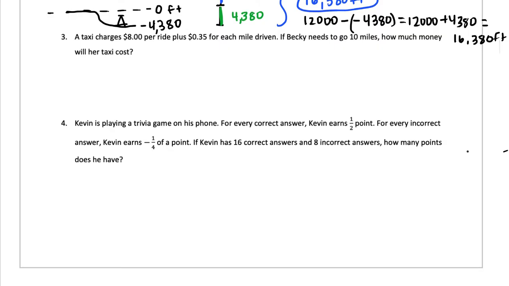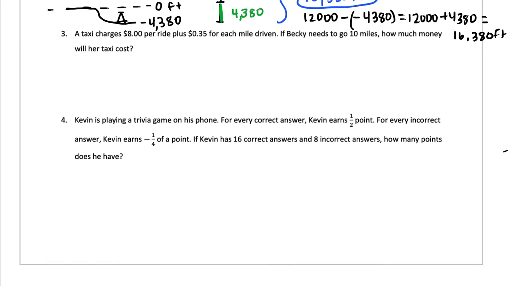In question number 3, it says a taxi charges $8 per ride plus 35 cents for each mile driven. If Becky needs to go 10 miles, how much money will her taxi cost? So they tell us $8 per ride plus 35 cents for each mile driven. She needs to go 10 miles, and how much money will her taxi cost?